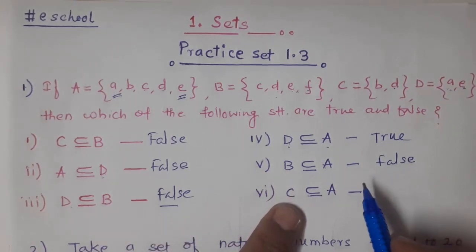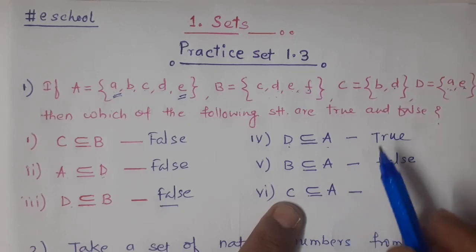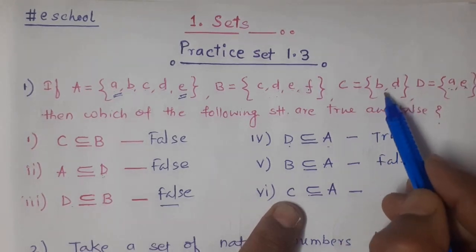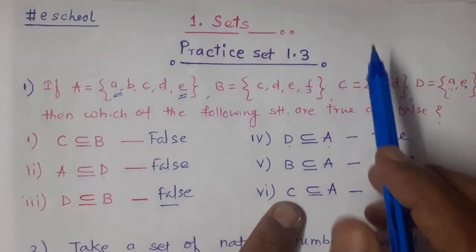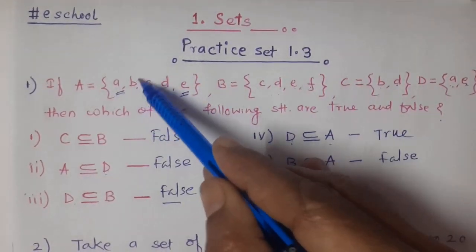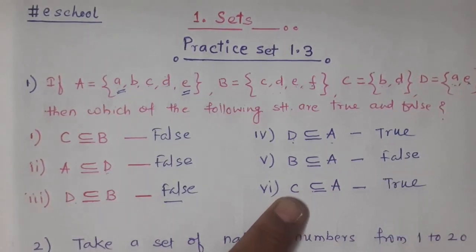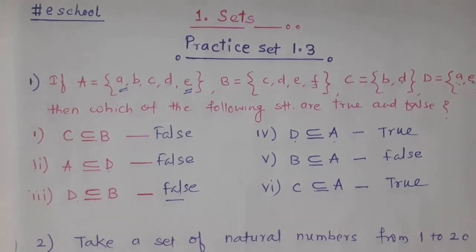Then last, that is C is a subset of A. All the elements of C, that is B and D, should be present in A. Yes, B and D are present in A. That's why we can say that this statement is true. Like that you have to solve this example.